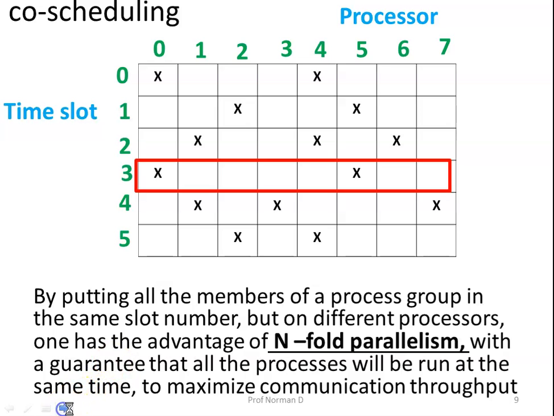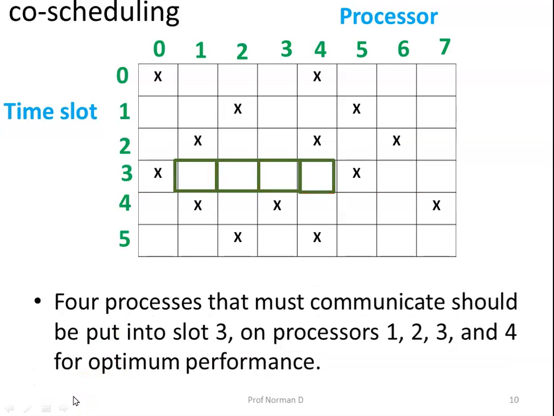So what can be done is, you can see here slot number 3. Four processes that must communicate can be put in slot number 3 on processor 1, processor 2, processor 3 and processor 4 for optimum performance. What it means is, let's assume that the processes from slot 4 and slot 5 from processor 2 are communicating with each other.